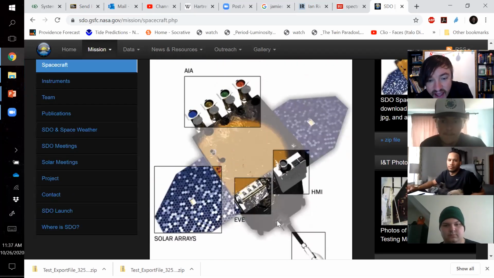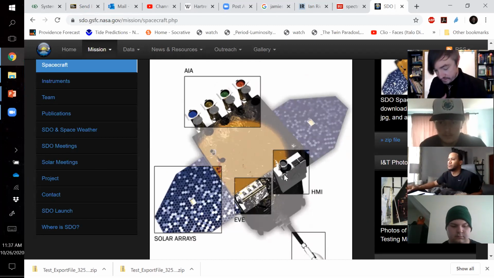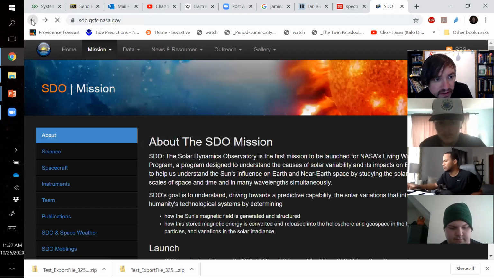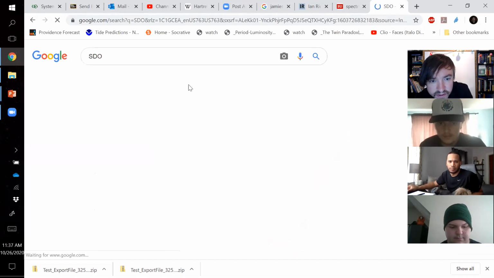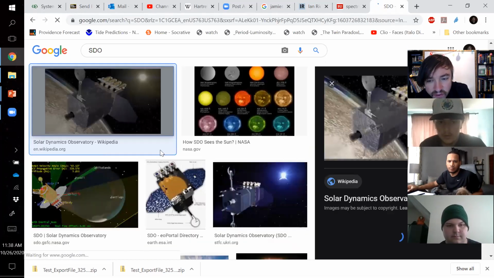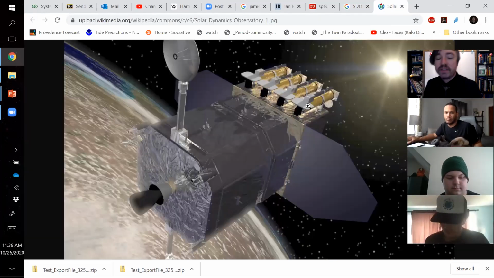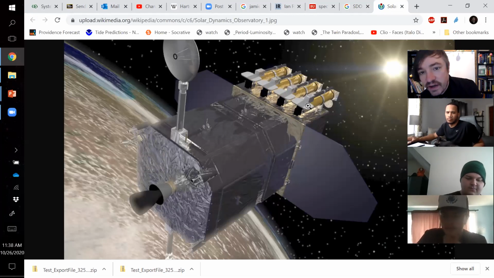It has all these different cameras, a camera that can look at visible light, UV light, X-rays, infrared, you name it. And it's constantly orbiting the sun. Let's go to the images so you can just see a little picture of it. So imagine this thing is orbiting around Earth, and it's constantly pointing towards the sun because it's in a polar orbit. And we capture images and video of the sun in real time.